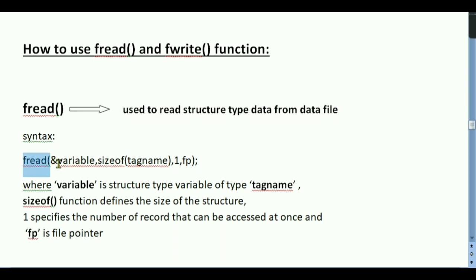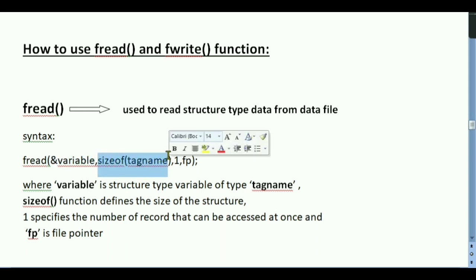fread, address of variable: you write the address of the variable in which you want to store the data you are reading. Next is sizeof tag name. This tag name is the structure name. Suppose the structure is student, so in tag name there will be student, and one means you have to read one data at a time. That means how many data you want to read, you declare the number here, and fp is a file pointer which is pointing to the file.